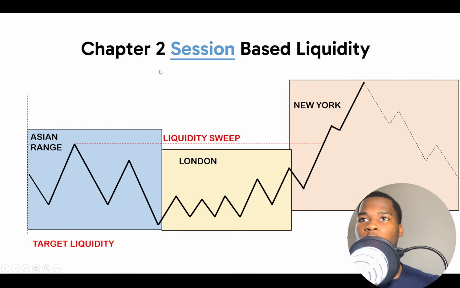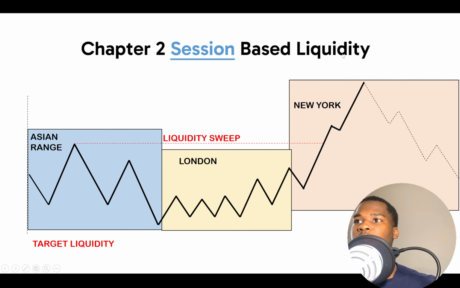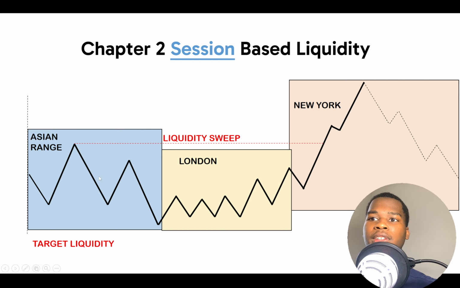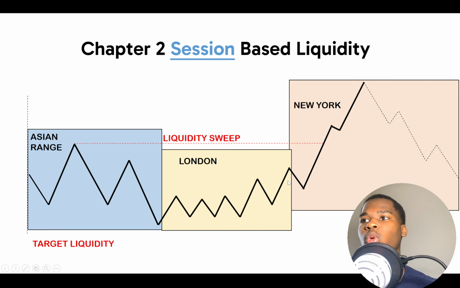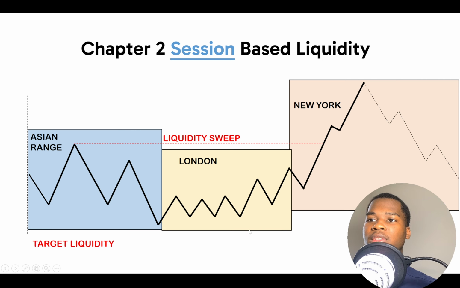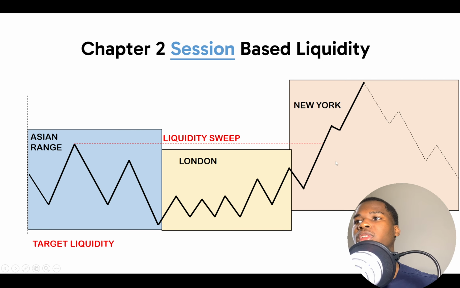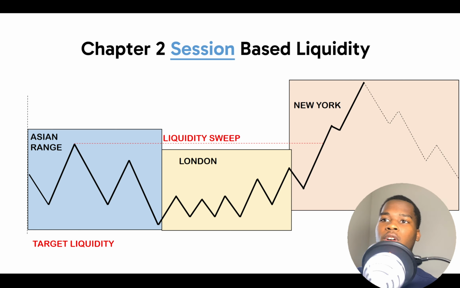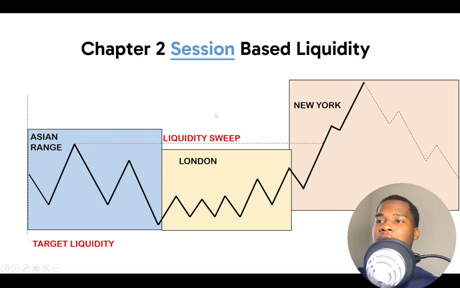The next thing that we want to pay attention to is our session-based liquidity. The main sessions we pay attention to are Asia, London, and New York. A lot of the times Asia will be in a range, then we will either see a manipulation of Asia in London or New York. And sometimes we will see a manipulation of London inside of New York alongside Asia. There are multiple different ways that this sweep can happen, and there are multiple different ways the sessions can be manipulated.